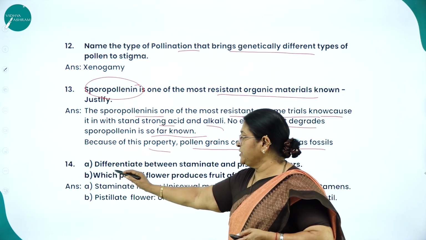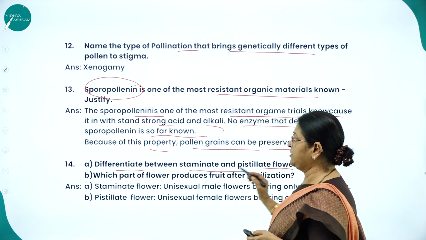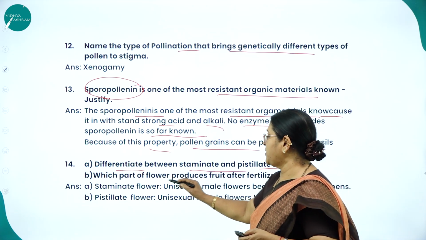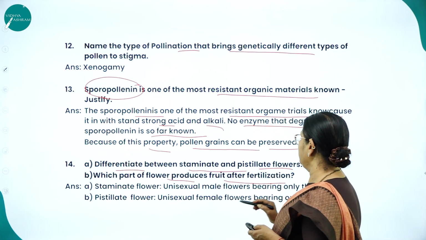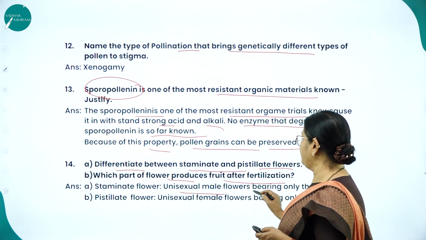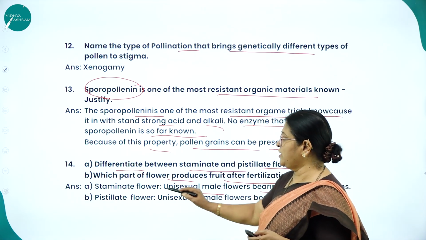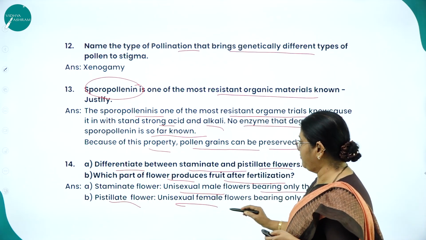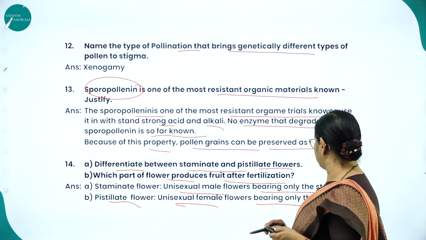Then 14th question, differentiate between staminate and pistillate flower. Which part of the flower produces fruit after fertilization? It's a split question for 2 marks. So what is a staminate flower? A unisexual male flower bearing only the stamens is called a staminate flower. Pistillate flower means what? A unisexual female flower bearing only the pistil.